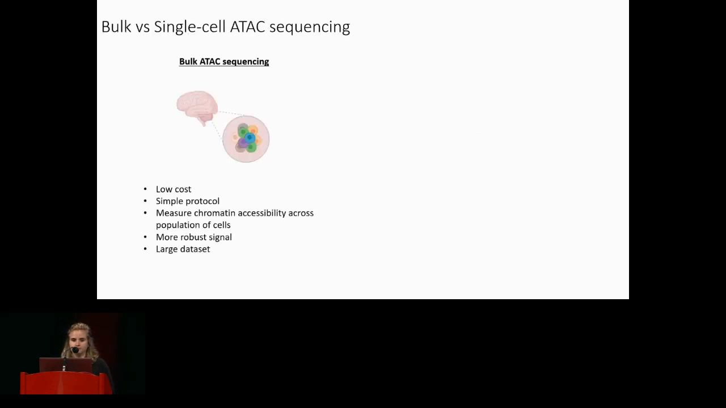biological processes. Historically, ATAC-seq was performed on bulk, on a piece of tissue, to measure the chromatin accessibility across a population of cells. It is a low-cost and simple-to-perform method to get a robust measure of the chromatin landscape in disease, and it can be performed on large cohorts.